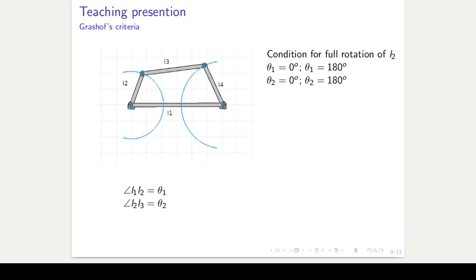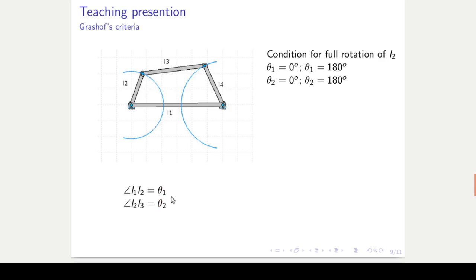That condition is given by Grashof. So what is this Grashof's criteria? Let's say this link is named L1, this is L2, this is L3, and this is L4. The angle between L1 and L2 is theta 1, and the angle between L2 and L3 is theta 2.